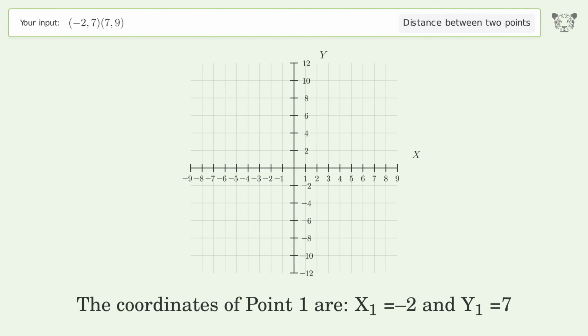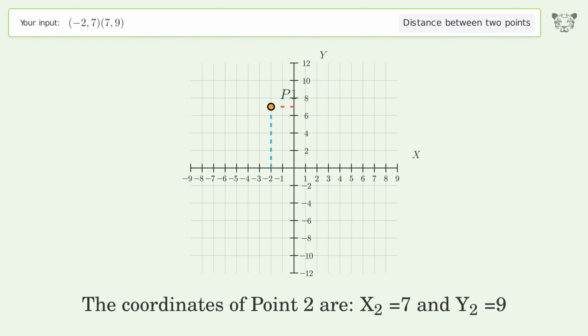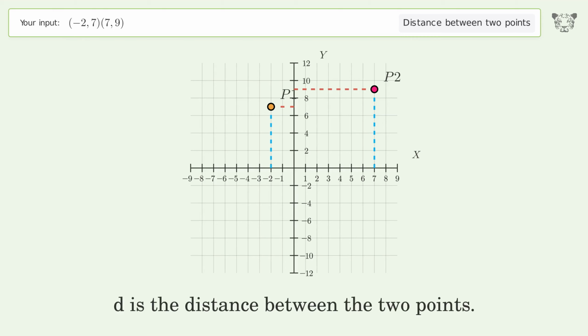The coordinates of point 1 are, x1 equals -2 and y1 equals 7. The coordinates of point 2 are, x2 equals 7 and y2 equals 9. D is the distance between the 2 points.